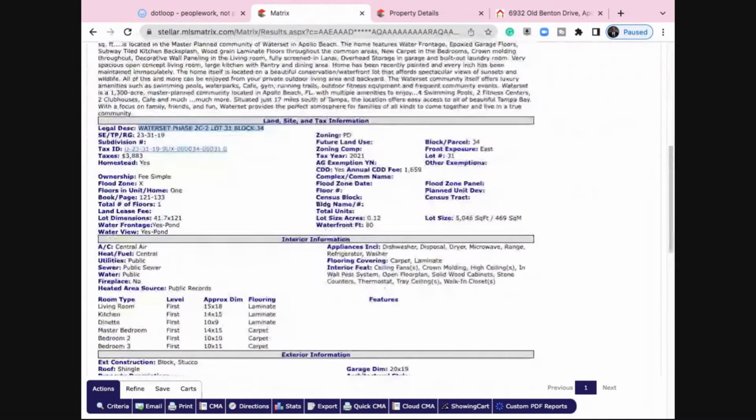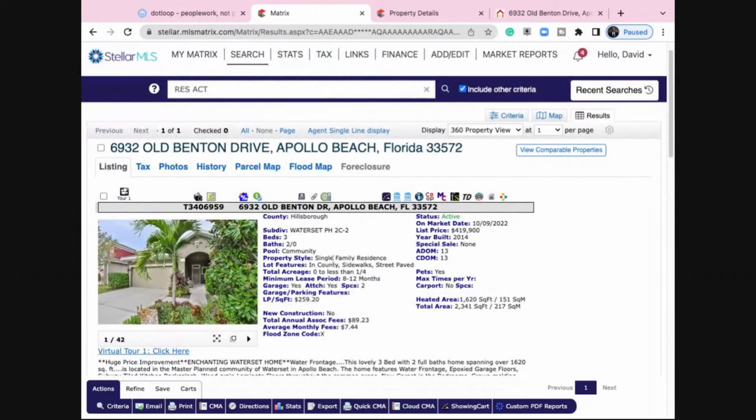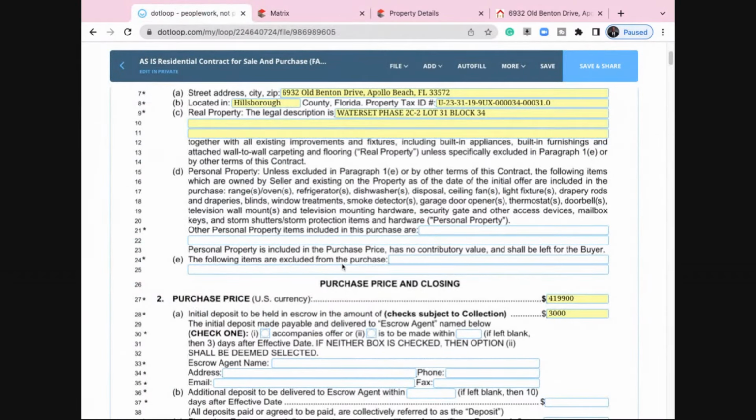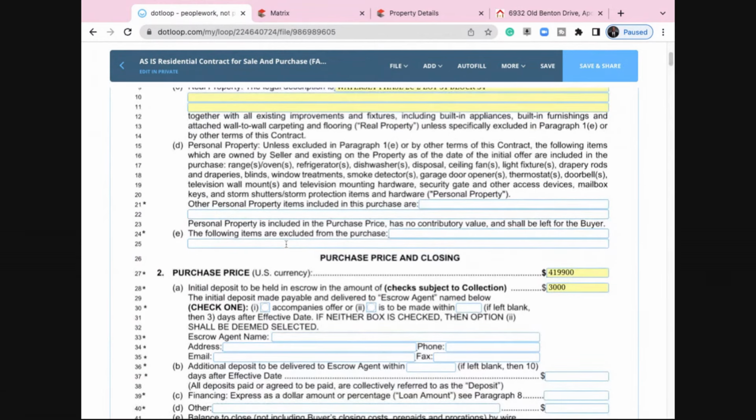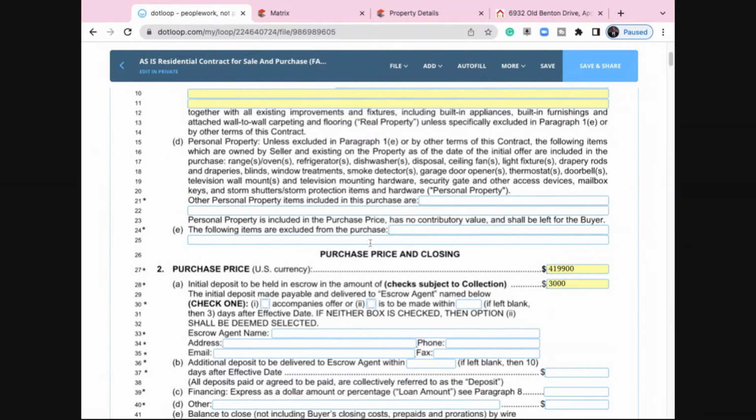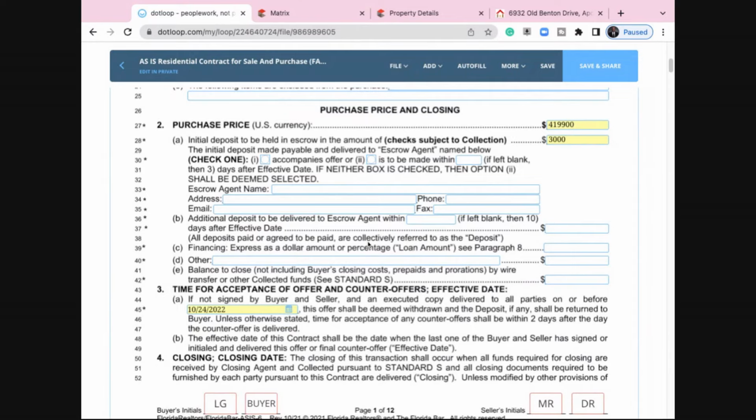But for agents, you have access to the MLS. And once you send it to the listing agent, it binds. It's more of a binding contract. But again, if you're an investor out there, I would recommend that you fill out what's included and what's not included. All right, going to the purchase price.